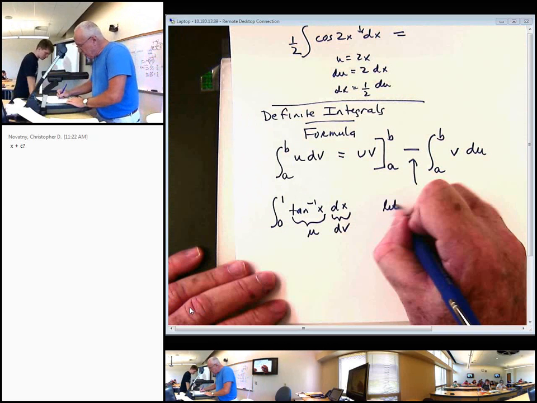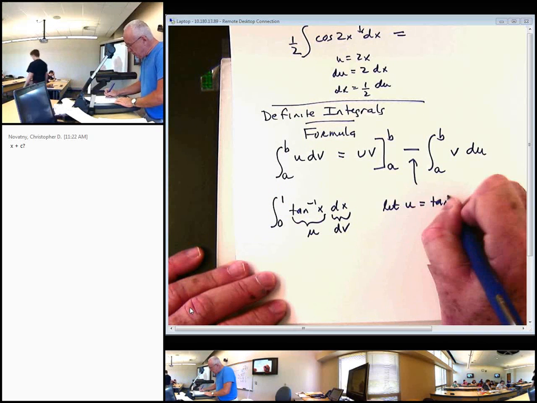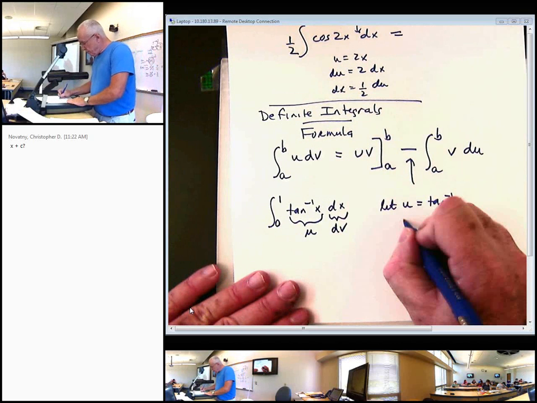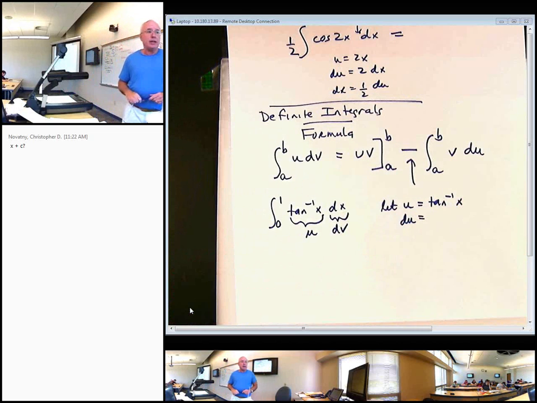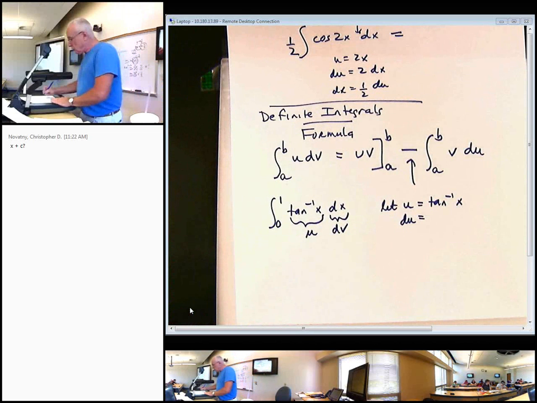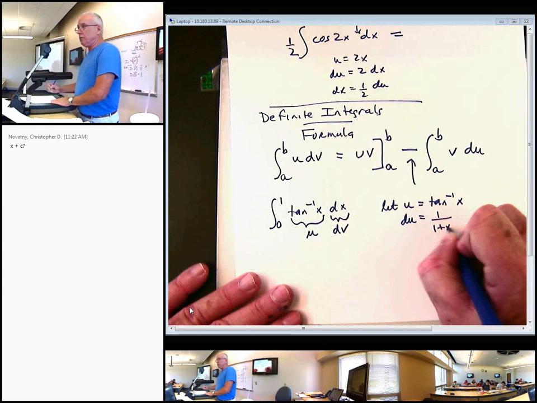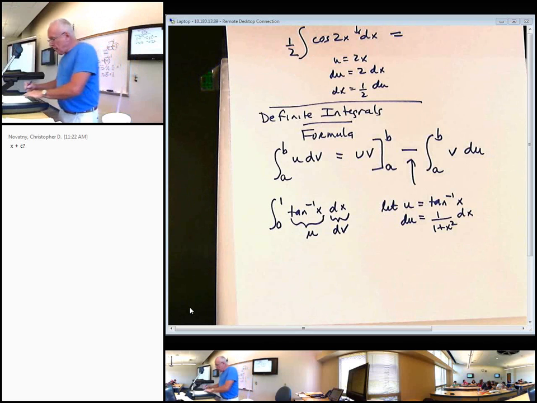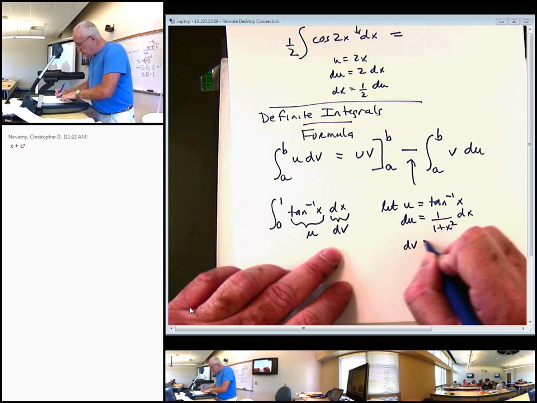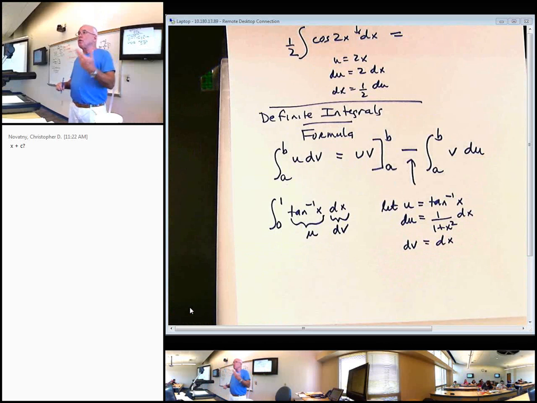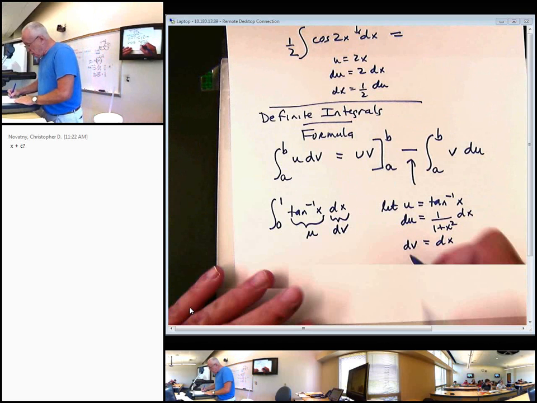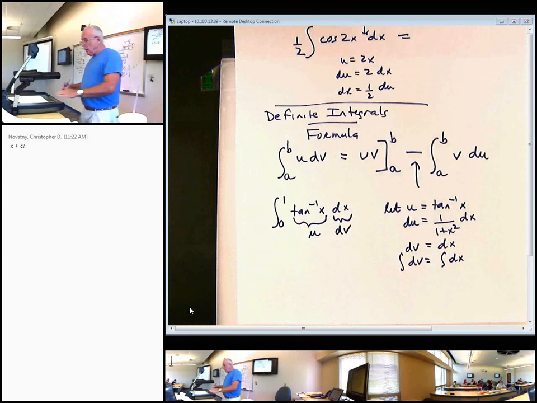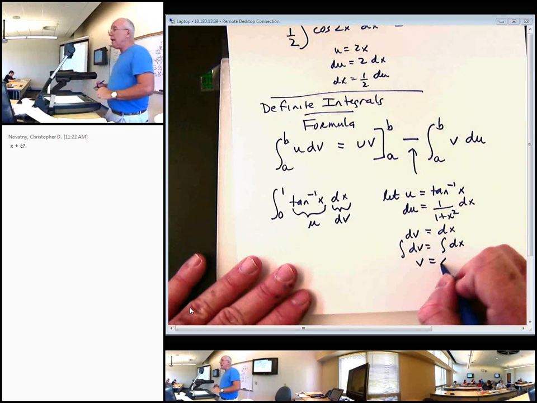So we're letting u equal the tan inverse of x. So now we have to get the derivative to get the du. The derivative of the tan inverse of x, something you'll need to know by Wednesday, is 1 over 1 plus x squared times the dx. Now we have our dv is equal to dx, so we have to go from there to get our v. Again, we do the integral. Integral of dv equals the integral of dx, and we find out that v is equal to x.